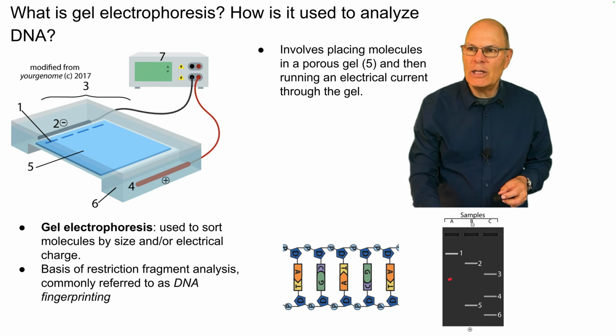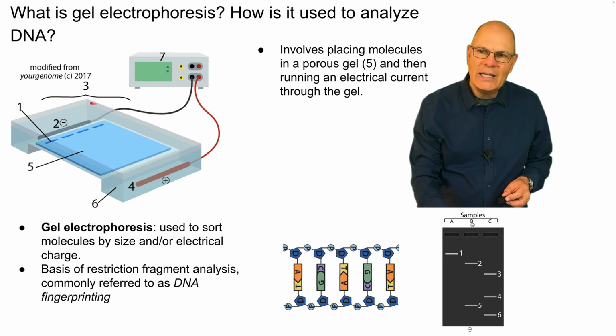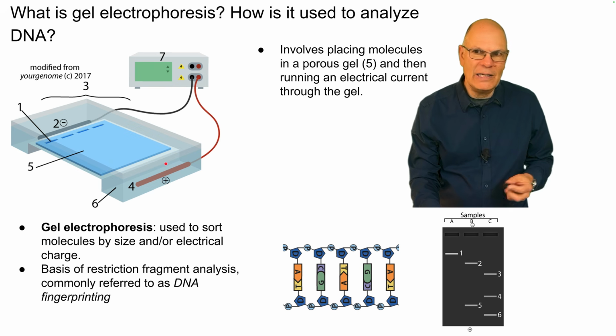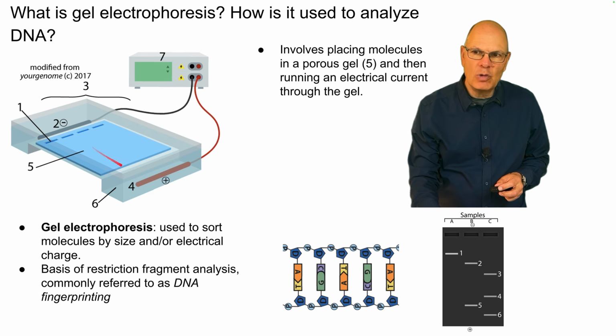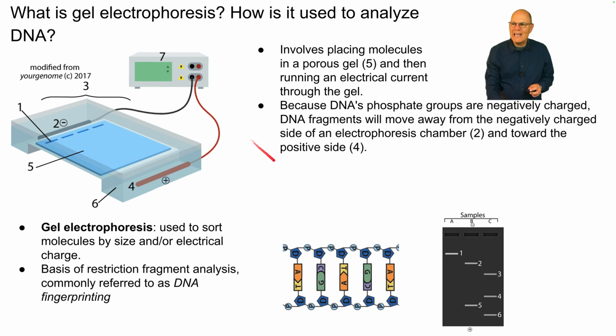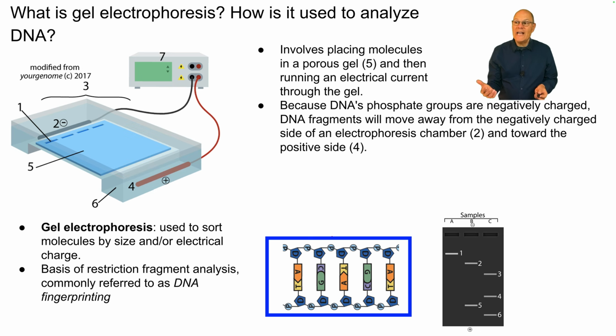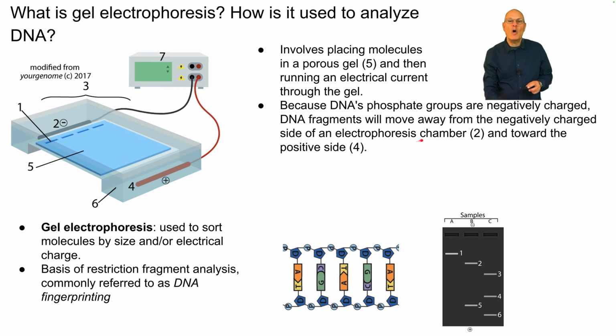It involves placing molecules in a porous gel. Here's the gel over here at number 5. That is in a device, an apparatus, a box, that can produce an electrical current. So you'd run an electrical current generated over here through the gel. Because DNA's phosphate groups, shown over here, are negatively charged, DNA fragments will move away from the negatively charged side of the electrophoresis chamber. So you put the DNA over here, like repels like, negative charge, and that's going to push the DNA in this direction.